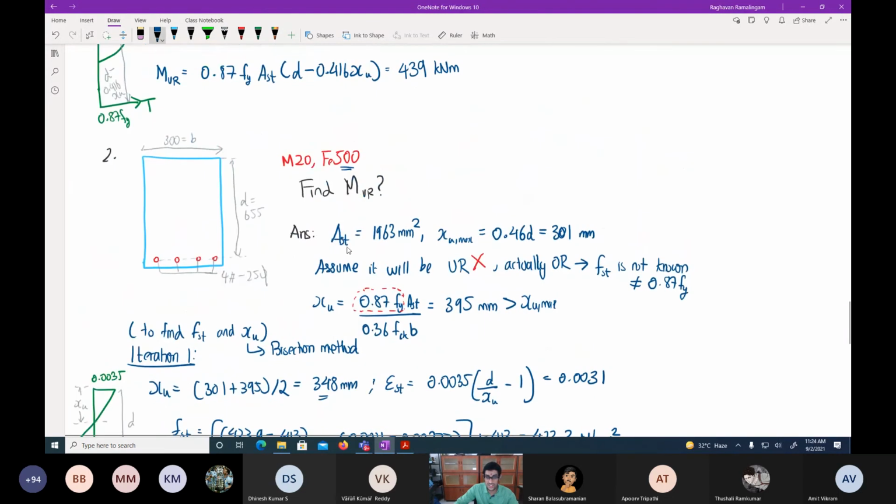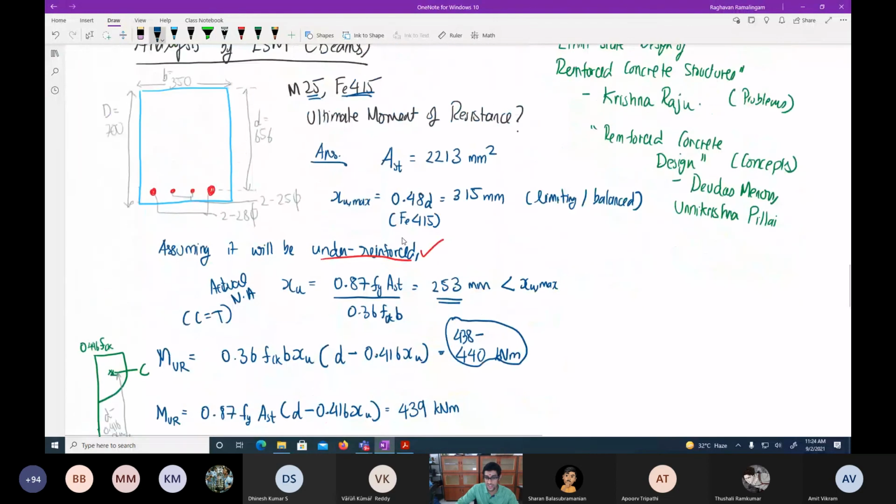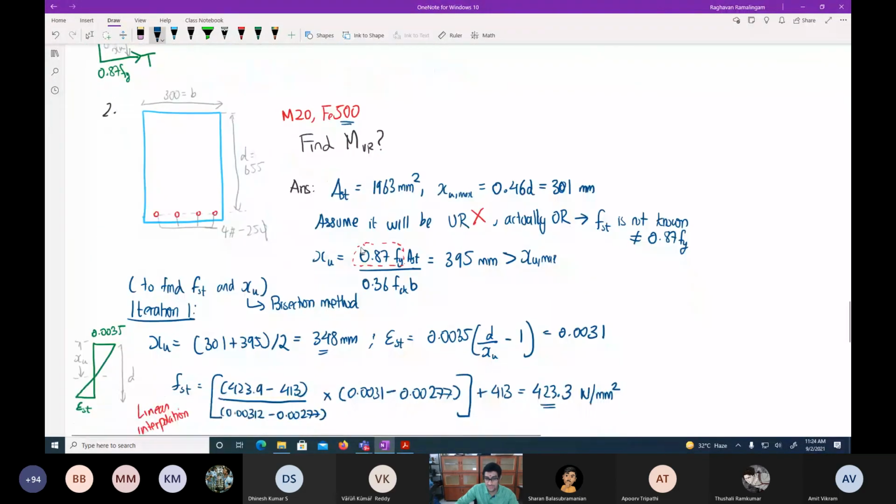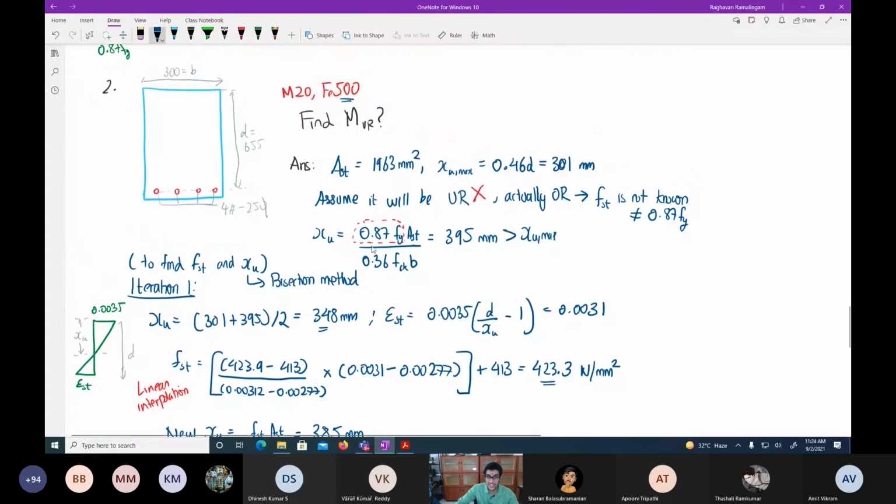Let me summarize. The singly reinforced beam is easy, you understand what to do, no? Yes, sir. Doubly reinforced beam is basically the same, except that when you find XU and notice that it is greater than XU max, it is over reinforced, and therefore 0.87 Fy is not valid. So you have to find FST and the actual value of XU.